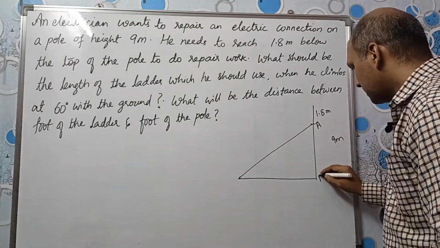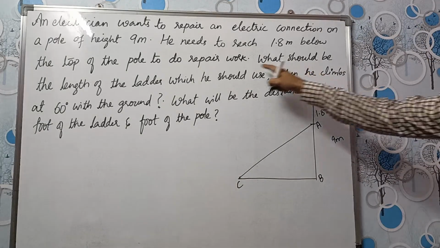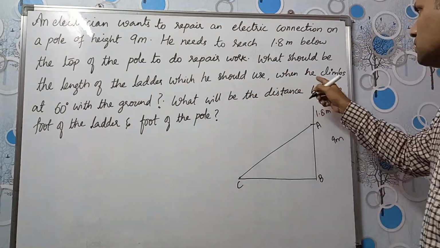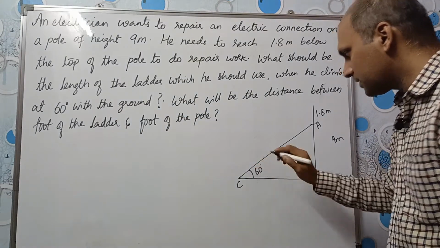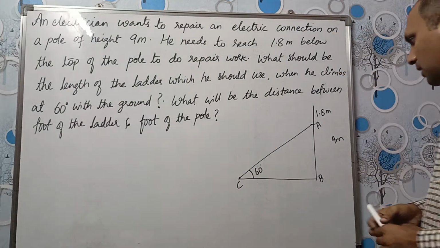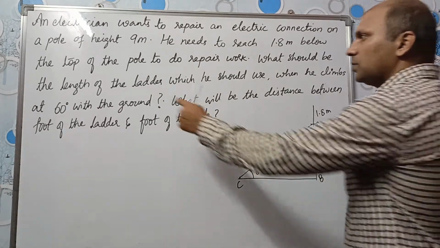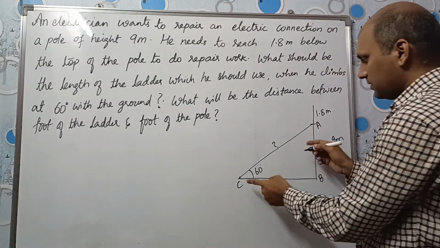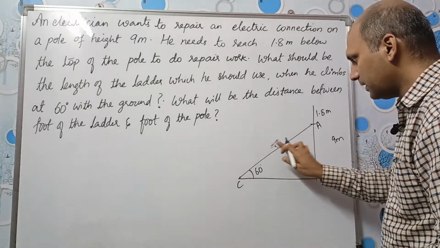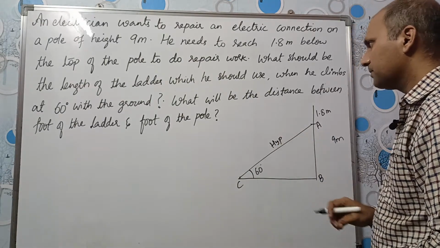So let us name this right angle triangle as ABC, and see what should be the length of the ladder which he should use when he climbs at an angle of 60 degrees with the ground. So this ladder is making 60 degrees with the ground. What should be the length of the ladder? So this is AC. We need to find this AC. That means we need to find the hypotenuse side, right?